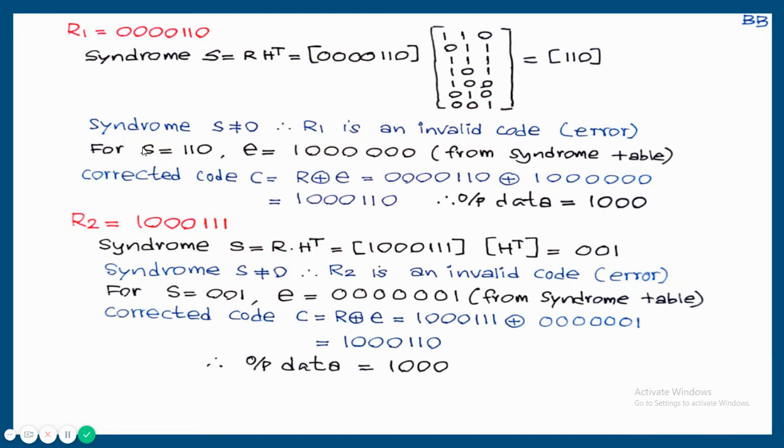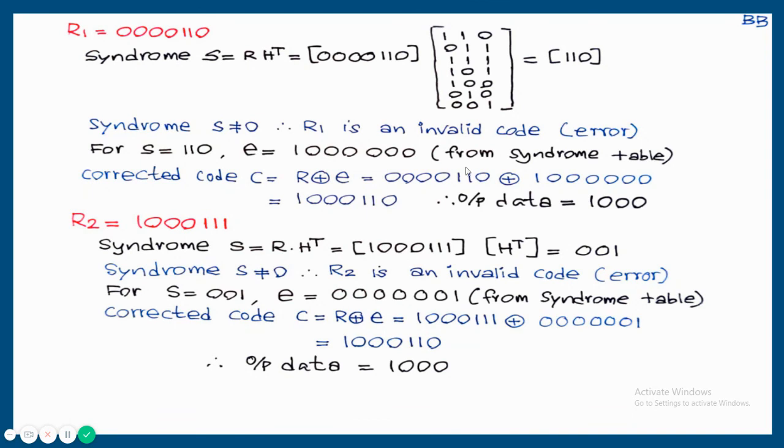From the previous syndrome table, for S equal to 110, this is the error pattern. This error pattern is XORed with the received code to get the corrected code, 1000110. The generator matrix is in I P format. That is why the leftmost 4 bits are data bits. So the final output data will be 1000.